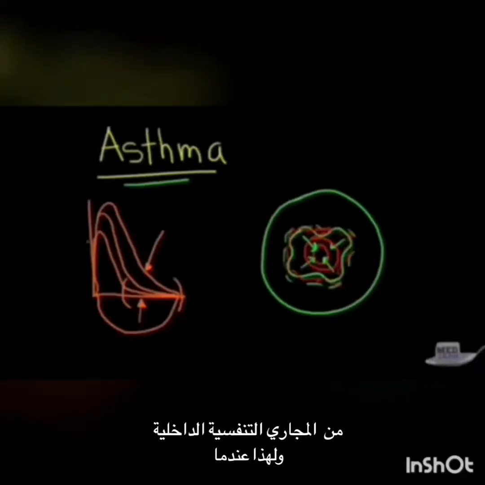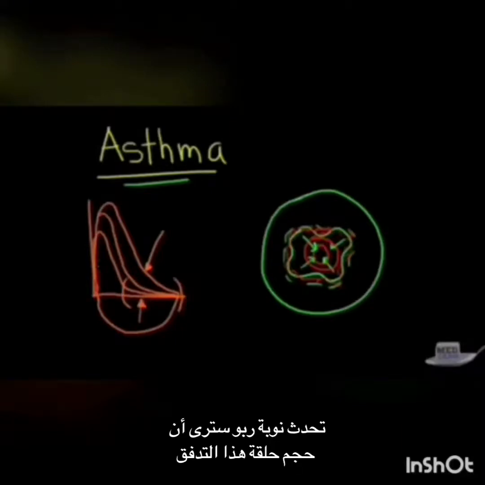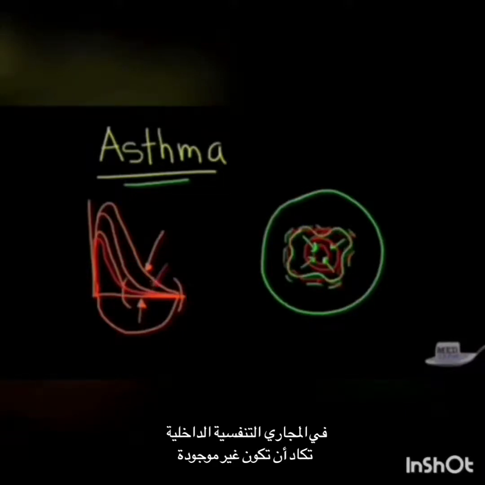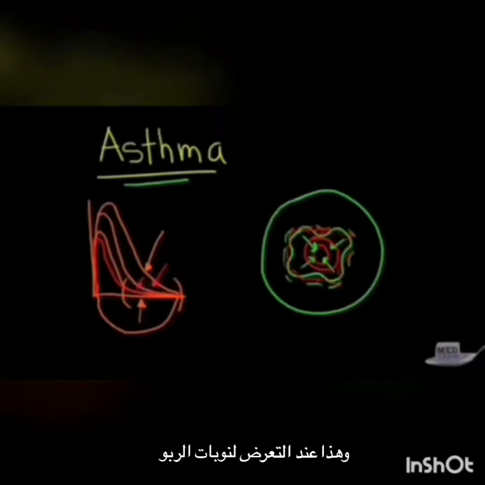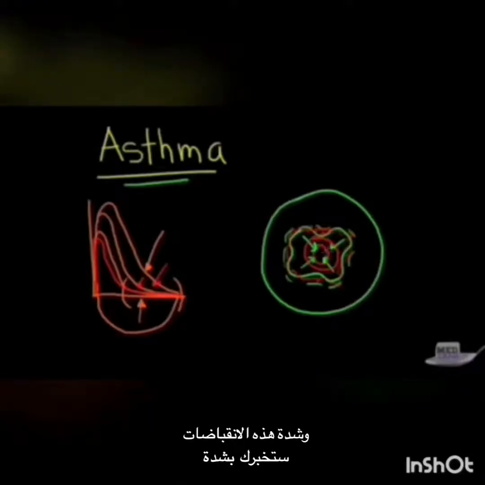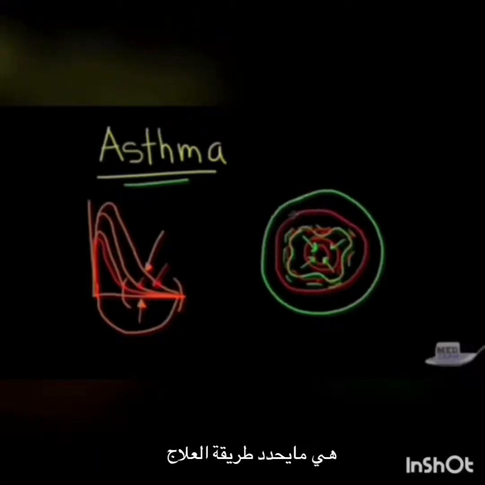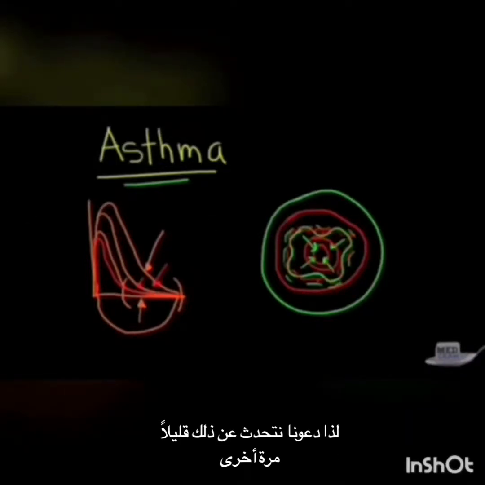And that is why in an asthma attack, you will see that this flow volume loop comes down and the flow rates in these small airways are almost non-existent. That's when you run into asthma attacks. Now, the severity of this contraction is going to give you the severity of the asthma attack. And how we affect this and what the pathophysiology is of this is going to determine how this is treated. So, let's talk about that a little bit.